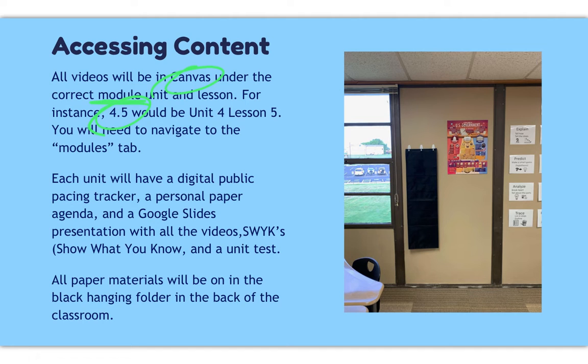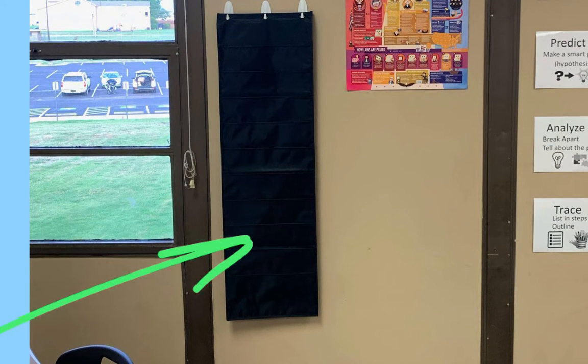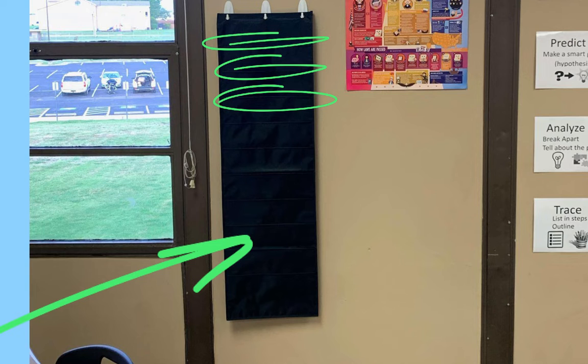And then at the end of each of these lessons, you'll have a SWIC. Remember, it just means show what you know. And then finally, we'll have that unit test. All paper materials will be in the back black hanging folder. So if you take a look over here, what you'll see is that eventually we'll have folders in each of these little pockets. And usually it'll say like 1.2 or 1.4, indicating Unit 1, Lesson number 4. Just have to make sure that you take a look at the right number.